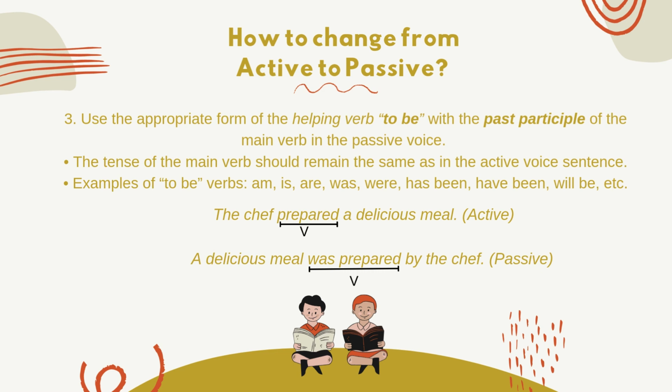We add a D. Now, why did we choose was and not were? Well, because a delicious meal is singular. We are talking about one meal. So we use a singular verb, which is was. Were is used for plural.